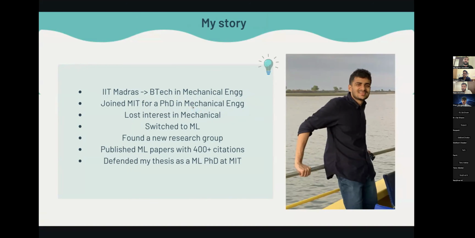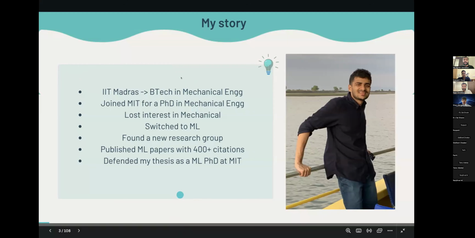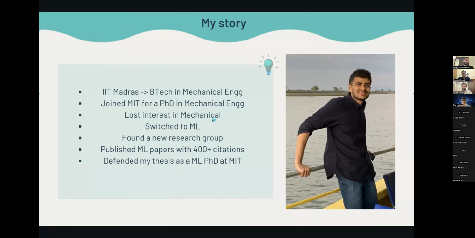The problem started happening after the second year of my PhD. I went to a career fair at MIT, and there I was interacting with a number of companies who had come to offer jobs. What I saw there really changed my whole perspective. I saw that the number of jobs available for mechanical engineering were reducing a lot. In fact, most of the jobs were for ML expertise, artificial intelligence expertise. So I felt really left out. I felt that I have no experience in machine learning and I should really upskill myself if I want to prepare for the job market.